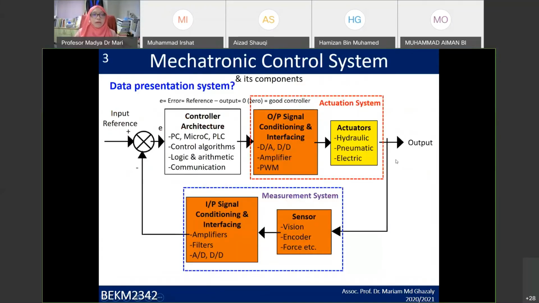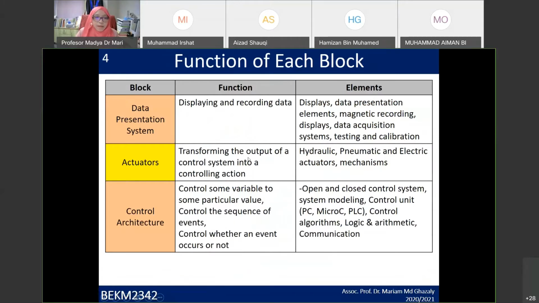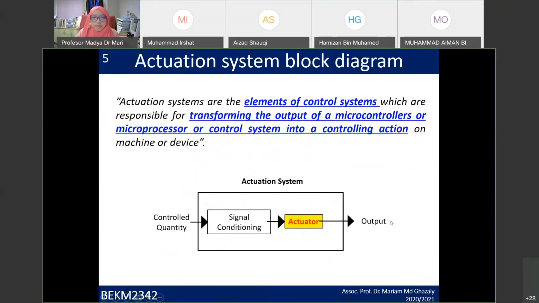Right, this part is for review. We are still on the actuator system, on the part about the actuator, which I have covered. What are actuators? They transform the output of a microcontroller into a function. We give a signal to the actuator, and the actuator gives motion or force.